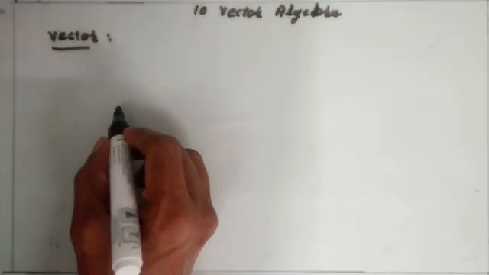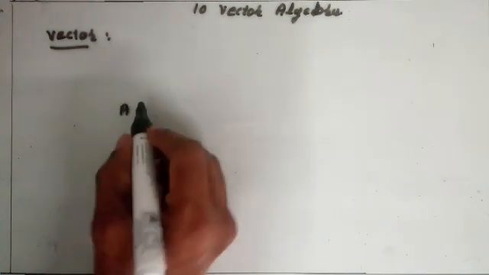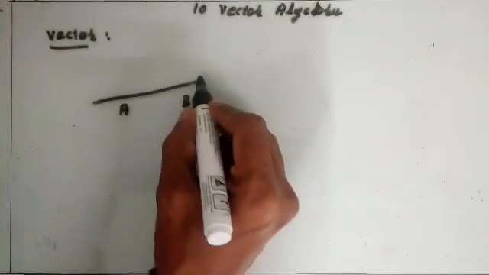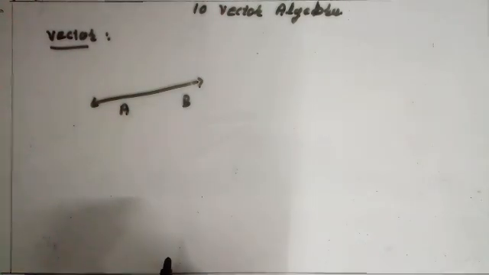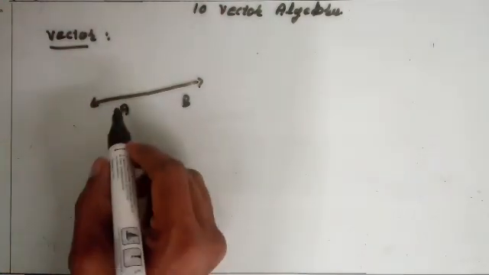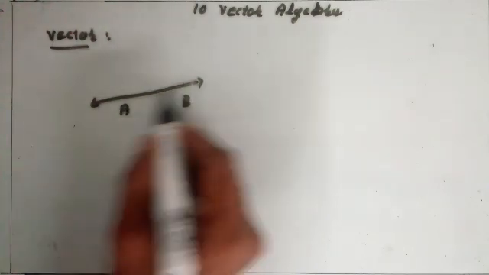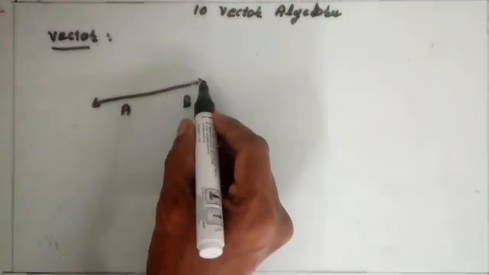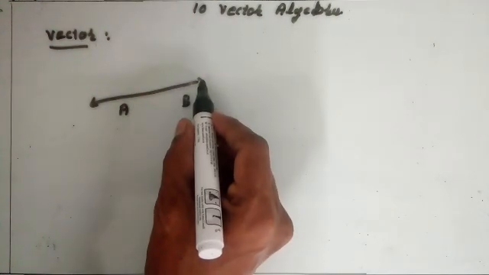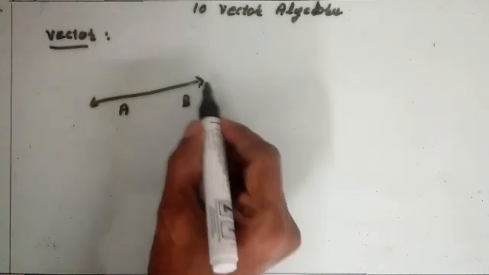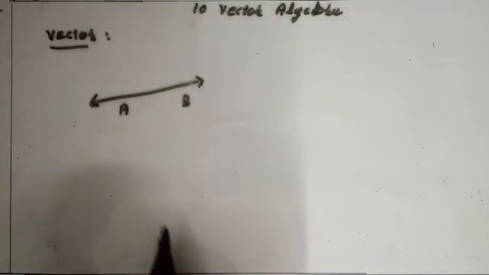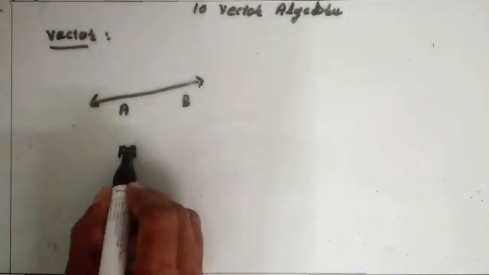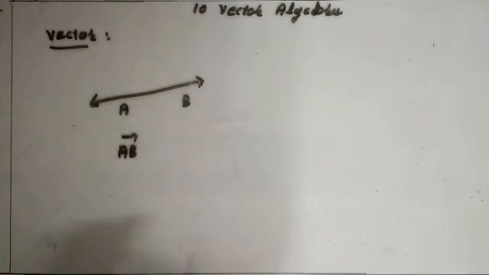We know that if we have 2 points A and B in a space, then there is a line passing through the given 2 points. The line expands on both sides infinitely, and the direction of a line is denoted by this symbol. If we take part of a line, then this becomes a vector.